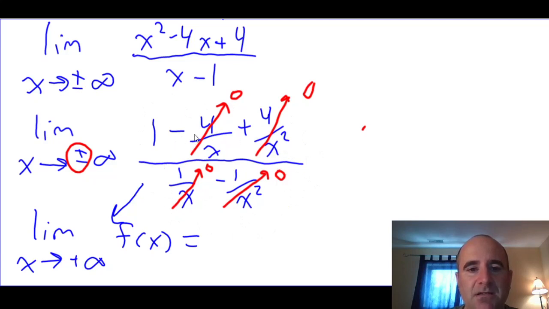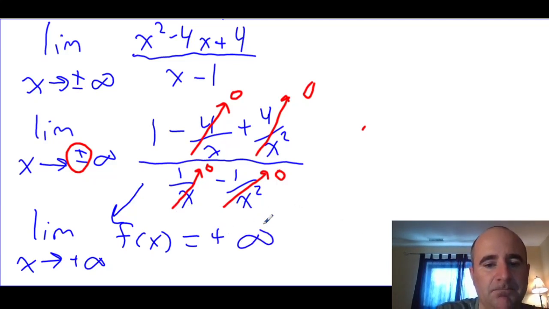So 1 minus a number getting closer to 0, the top of the fraction is positive. The bottom of the fraction, you have 1 divided by a positive number, which is positive, subtract another positive. But 1 over x will always be bigger than 1 over x squared. It's like 1 over 10 compared to 1 over 100. And so we end up getting a positive number on the bottom as well. So this is going to be positive infinity.